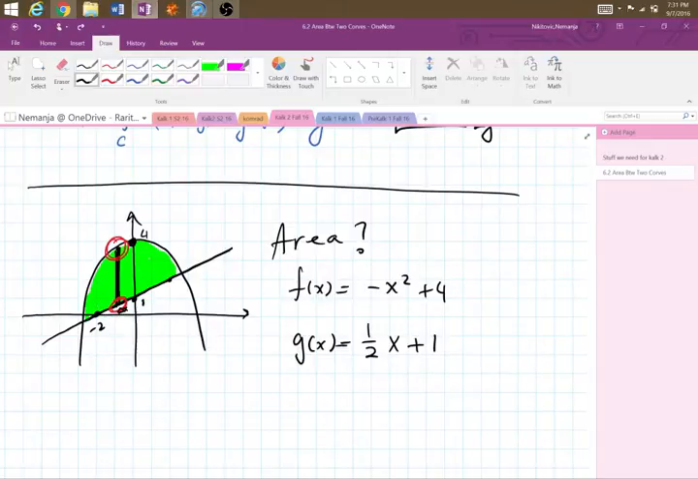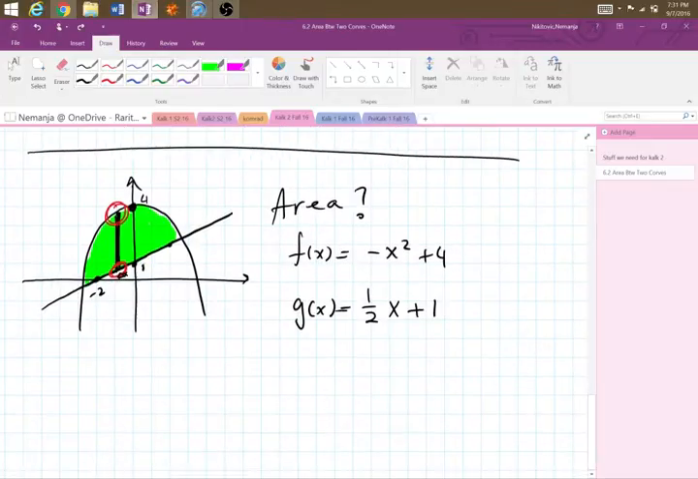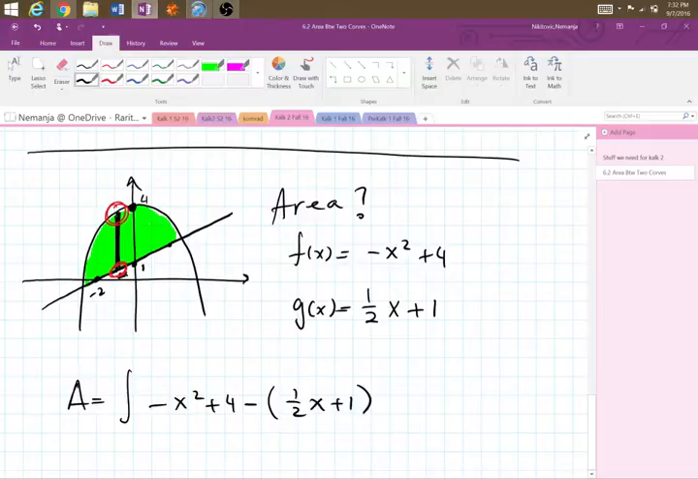Awesome. So I have my f and g, and it's very easy now to set up the area because the representative rectangle tells us the top minus the bottom, which is negative x squared plus 4 minus 1/2 x plus 1. I'm going to put now these guys times dx, because we need to put all of it times dx.